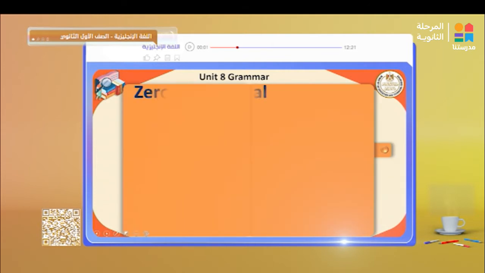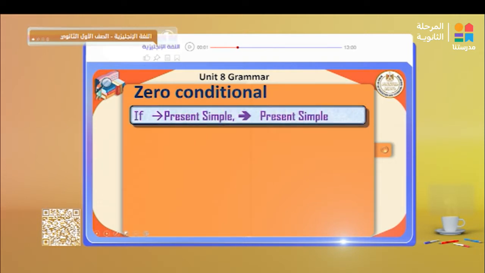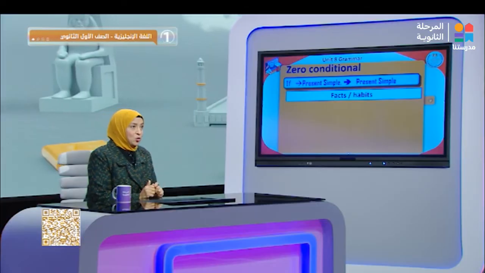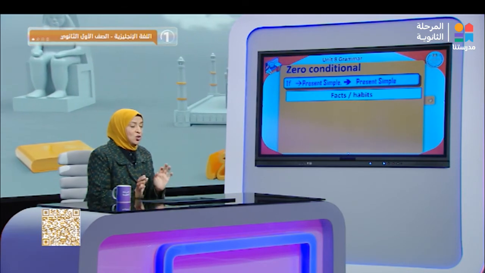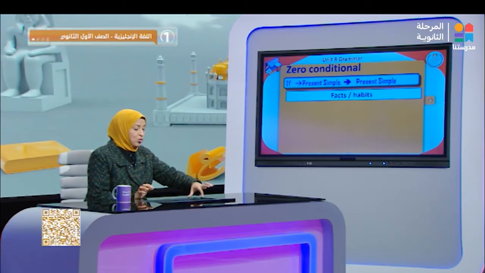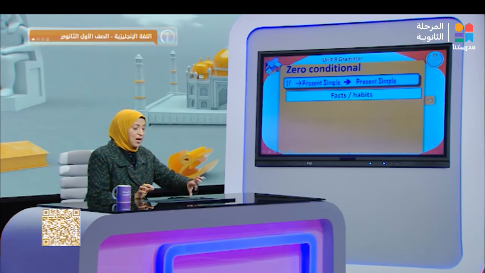Now let's start from the beginning, the zero conditional. When do we use the zero conditional? And what is the zero conditional? The zero conditional is using if plus present simple, present simple. So when do we use it? We use it to express fact or habit. We use this rule to express fact or habit, as we said before.